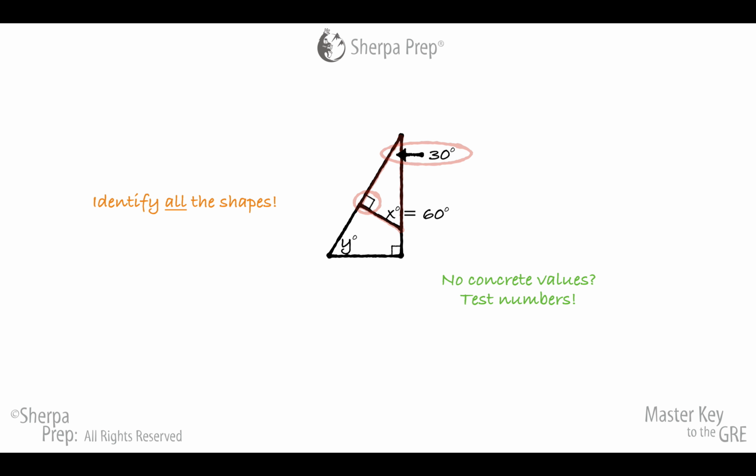But conversely, if we now focus on the large triangle, we can see we have an angle of 30 degrees, another of 90, so what's y have to be? Again, because the angles in a triangle always add to 180, y would have to be 60 as well. And there you go. That is the proof that here the two quantities are equal, which means the correct answer is C.